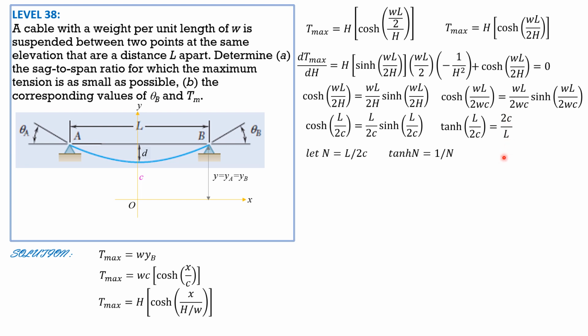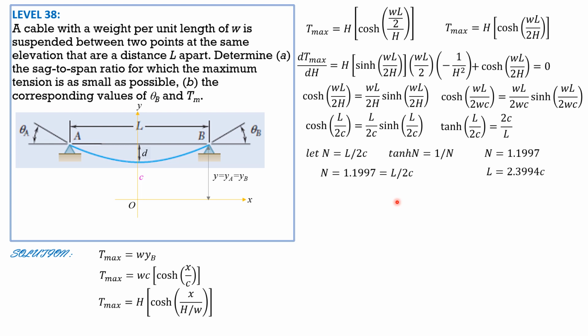The right side is the reciprocal. Therefore, from here, using the calculator, we can evaluate N equals 1.1997. So substitute here, N, which is 1.1997, is L over 2C. That means L is 2.3994 of C.